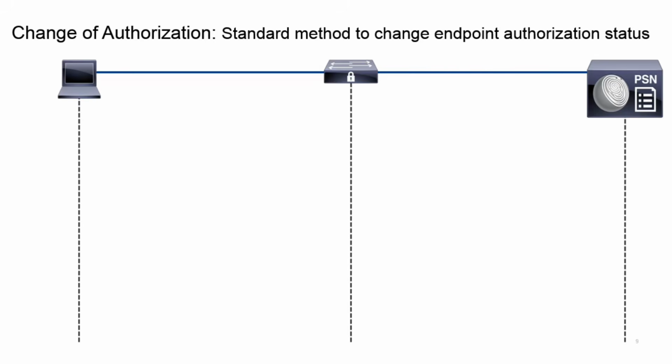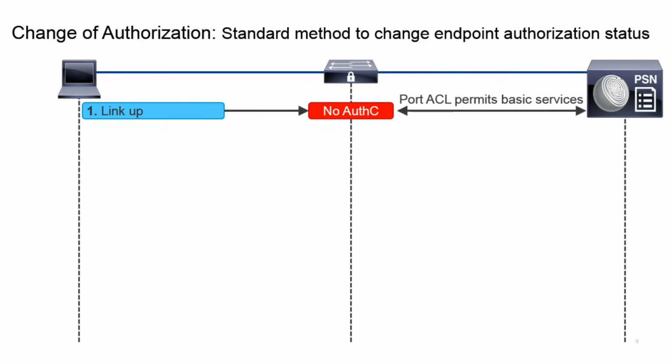Now, for this discussion, by the way, I might shorten the word authentication to Auth-C and authorization to Auth-Z. Initially, the device is not authenticated. There is a normal ACL configured locally on the switch and applied to the switch port. This ACL allows very minimal permissions, only that traffic which is absolutely needed to get authenticated.